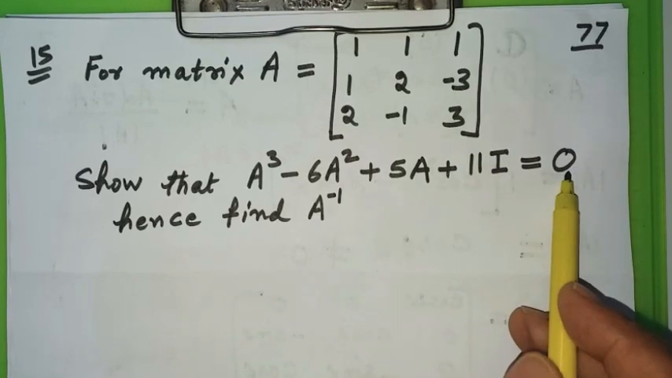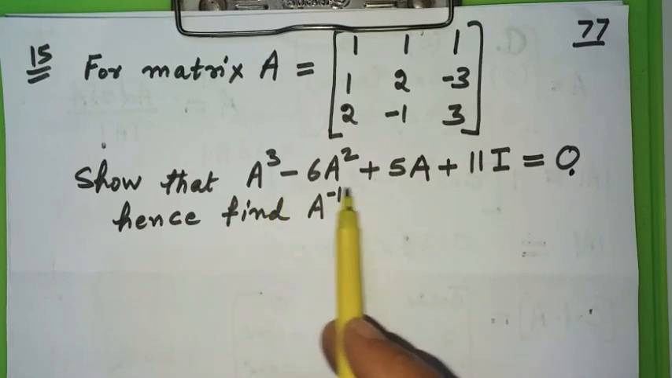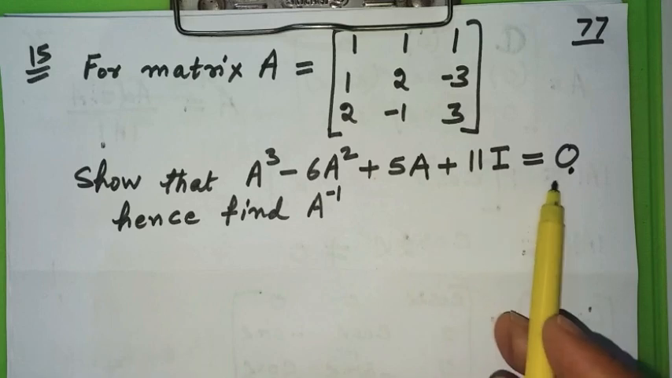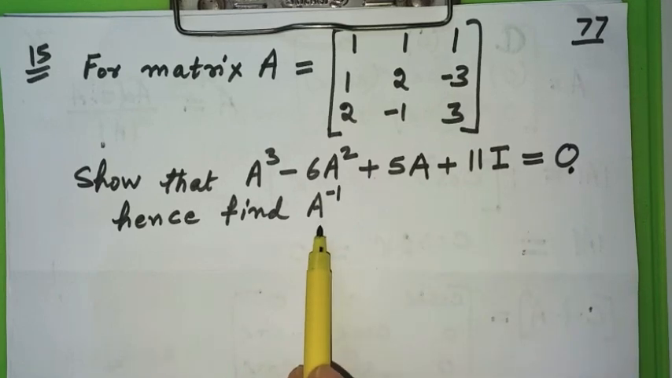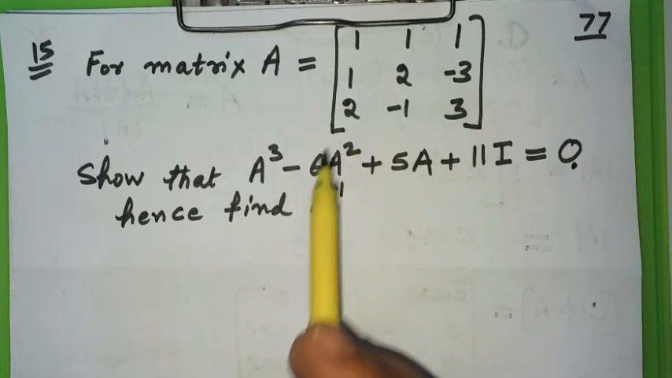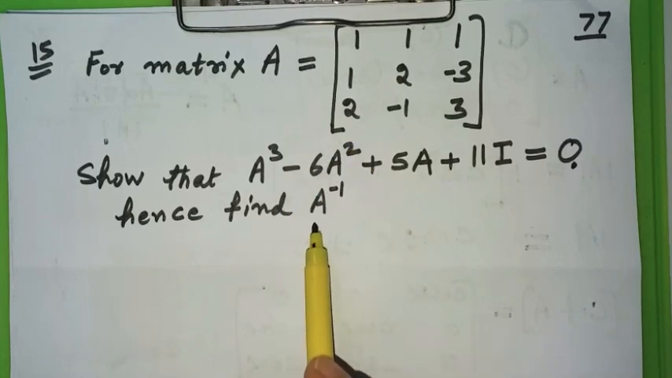This is O, the 0 matrix. So first we have to show that this matrix equation is true, and then, using the above matrix equation, we have to find the inverse of the matrix A. So now students, by now this will be the third method of finding the inverse of a matrix.